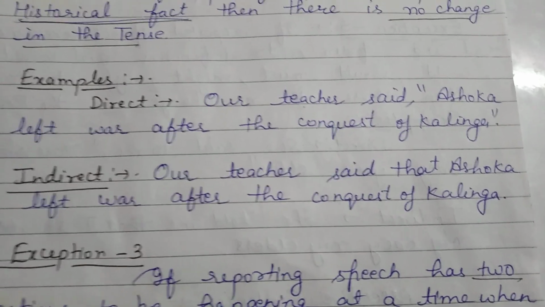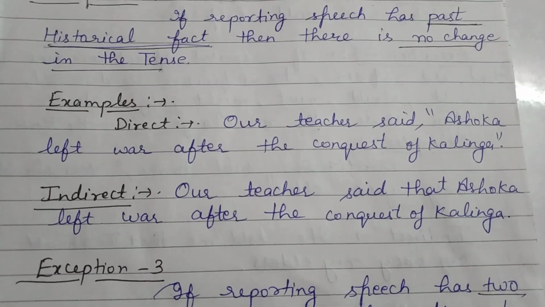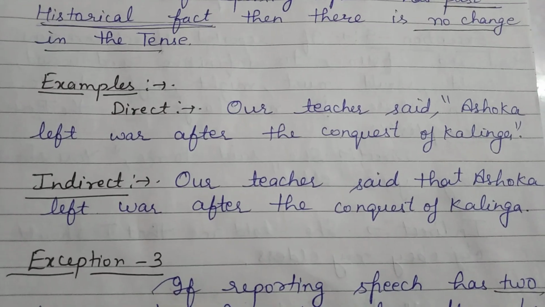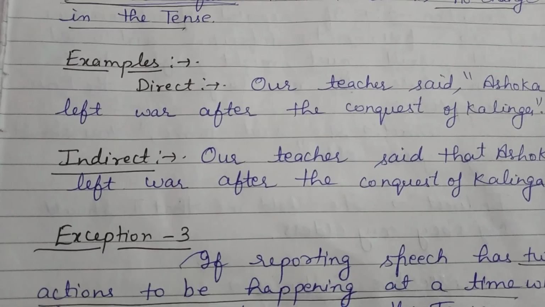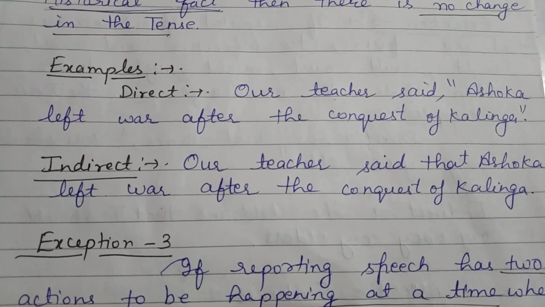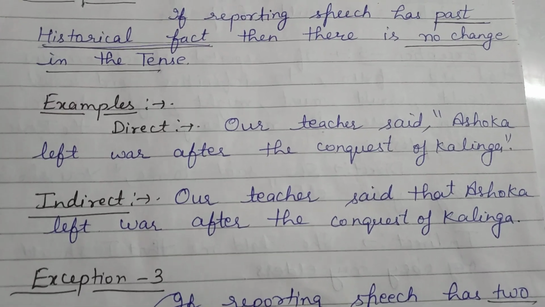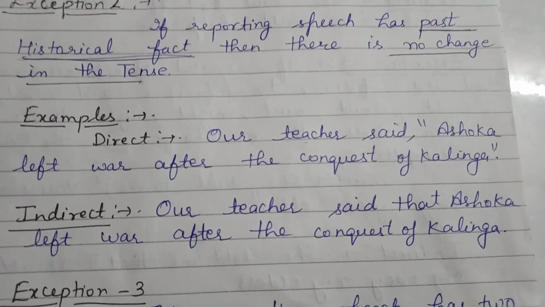Direct speech: our teacher said, Ashoka left war after the conquest of Kalinga. It is a past historical fact. When it becomes indirect speech, it becomes: our teacher said that Ashoka left war after the conquest of Kalinga. It means that there is no change in the tense when there is a past historical fact.